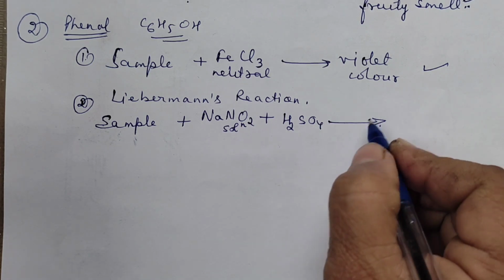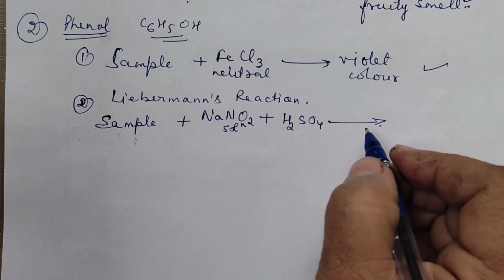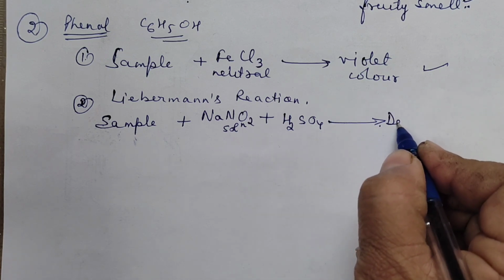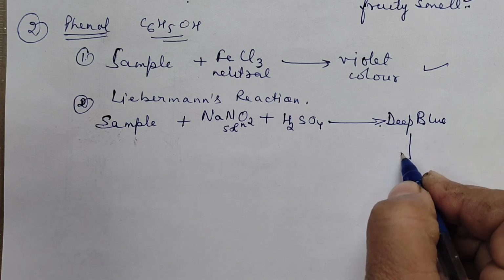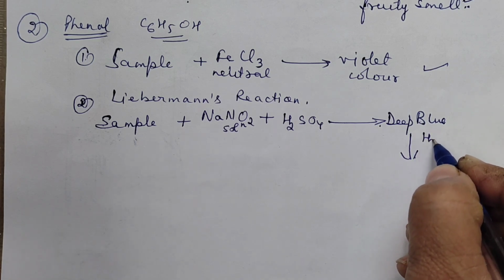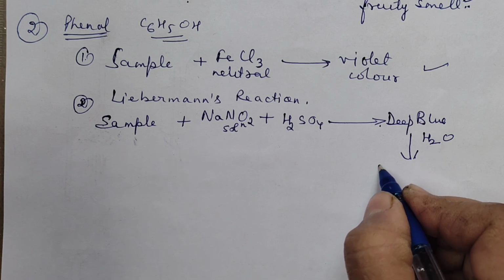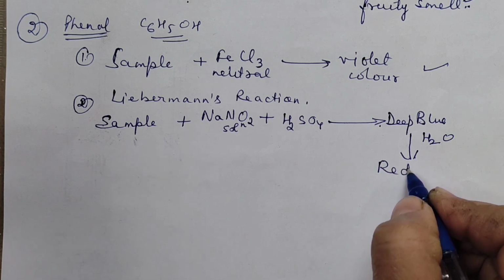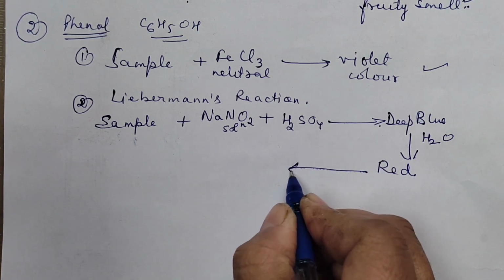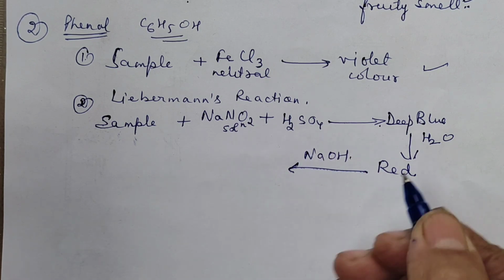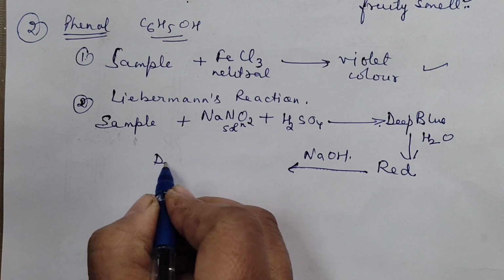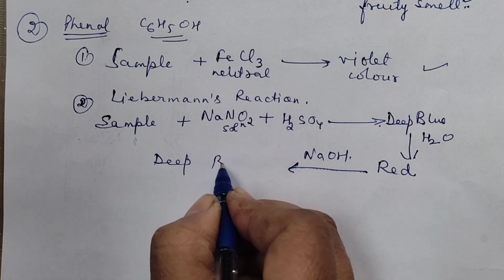So what you will get after adding sulfuric acid is deep blue color. Bluish color also you can say. This you will get. To this now you add water. On adding water it will turn to red. Then to that red color you will add NaOH. On adding NaOH, again it will become deep blue.